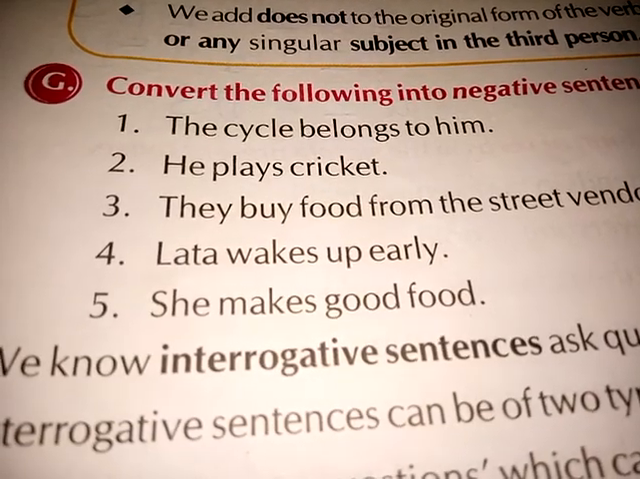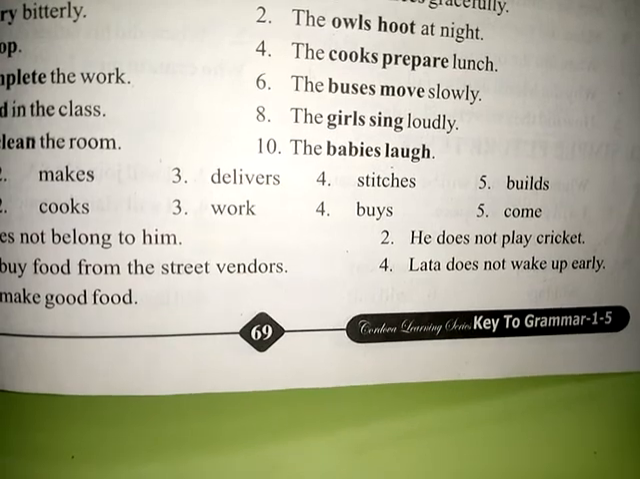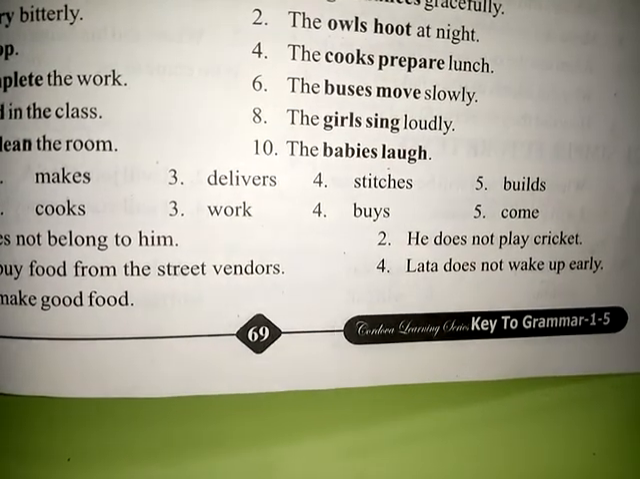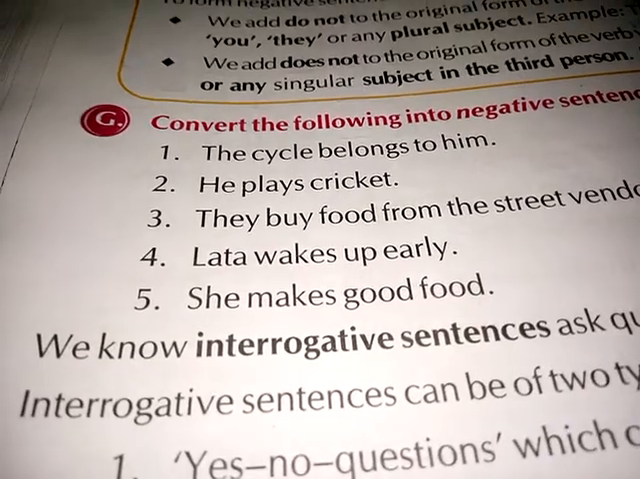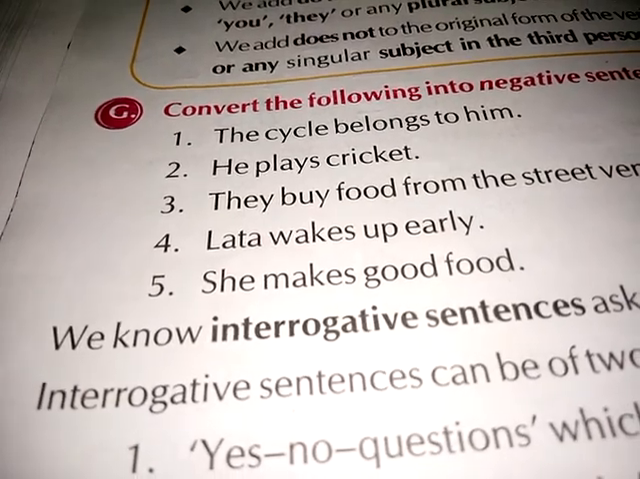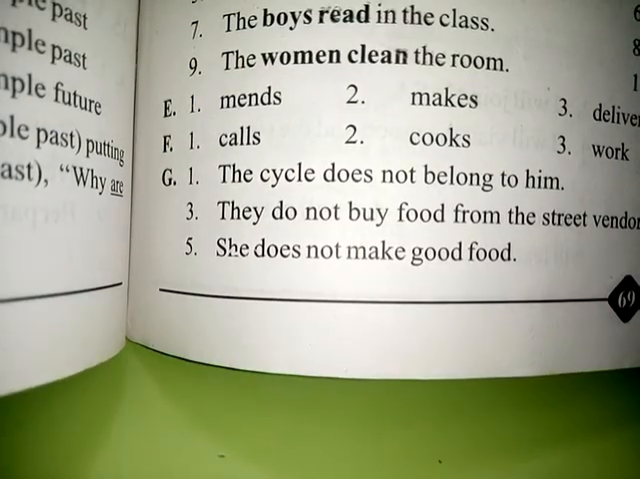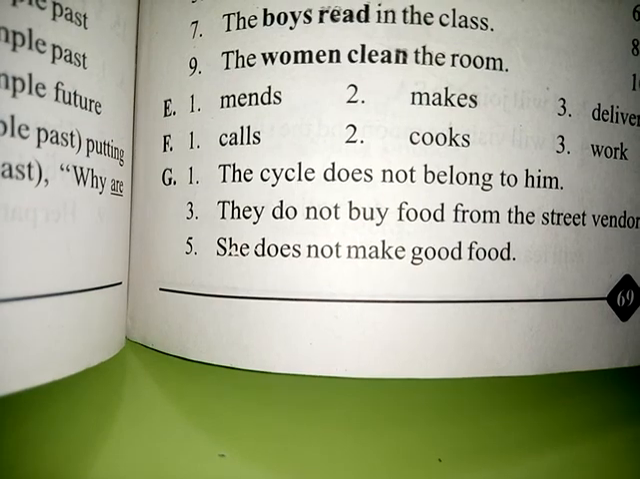Fourth number, Lata wakes up early. Fourth number answer, Lata does not wake up early. Fifth number, she makes good food. Fifth number answer, she does not make good food.